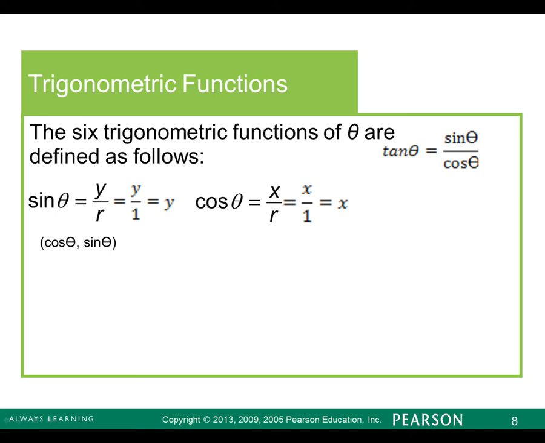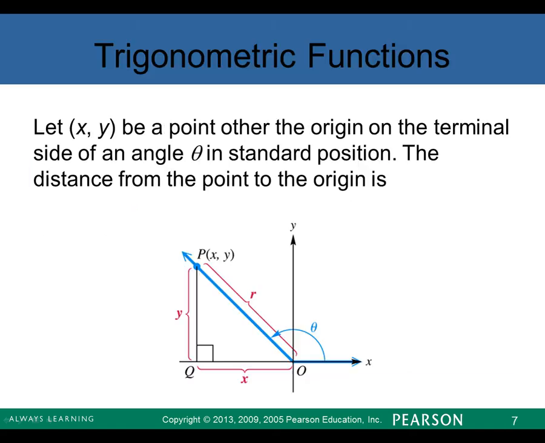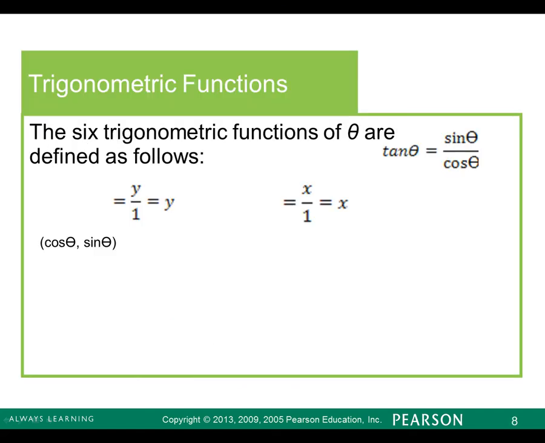Tangent is y over x. So since tangent is opposite over adjacent, then we can say that opposite is y, adjacent is x. So since sine is y and cosine is x, we can also say tangent is sine over cosine. So we also use the identity tangent theta is sine theta over cosine theta.